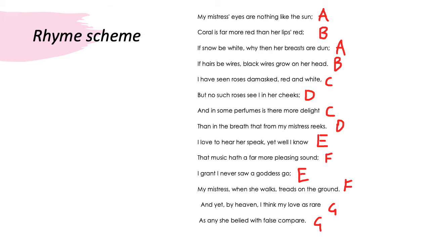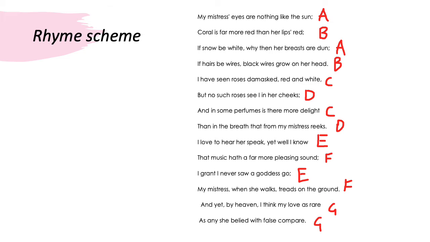So then we go to the third line. "If snow be white, why then her breasts are dun." Ooh, now we've got sun, dun, so we can put a letter A next to dun. And then the next line, "If hairs be wires, black wires grow on her head." There we've got a rhyme with red, so we can put a B.